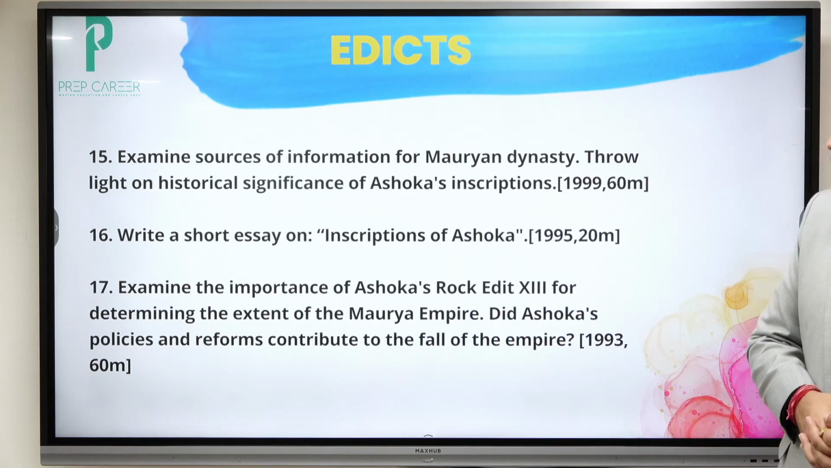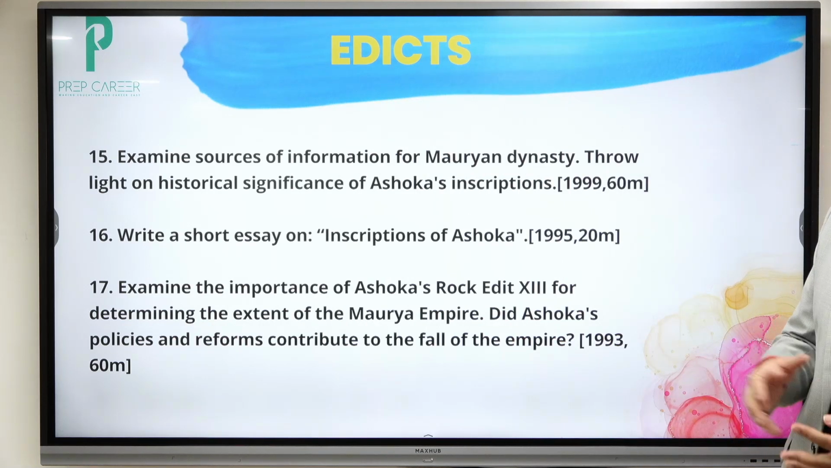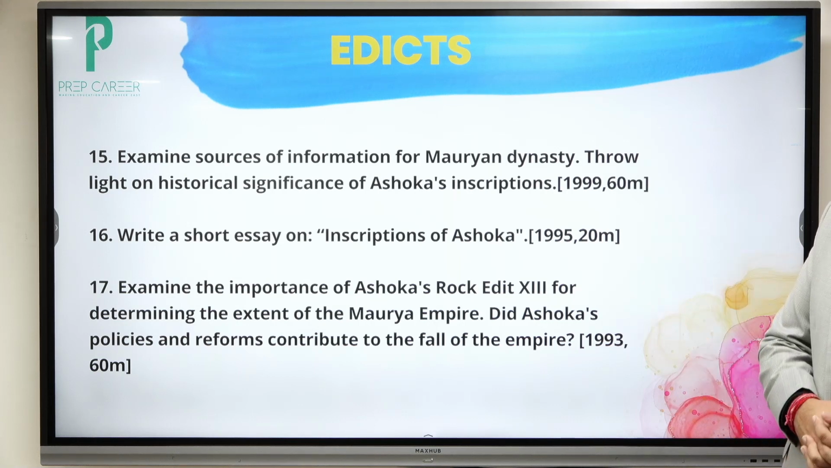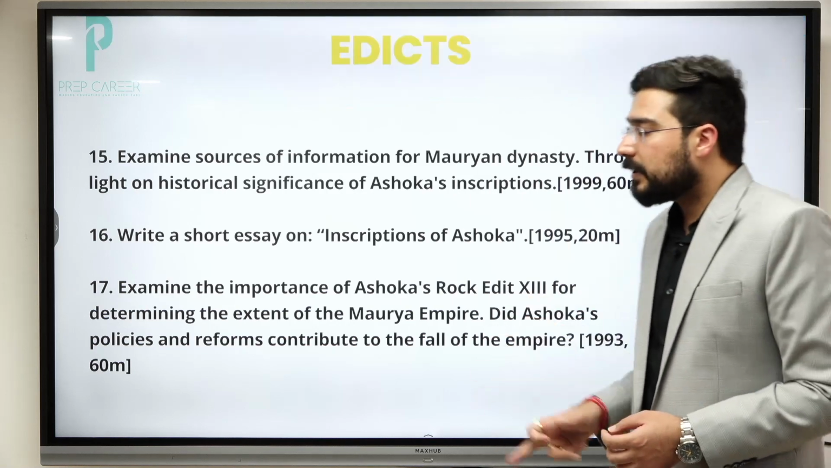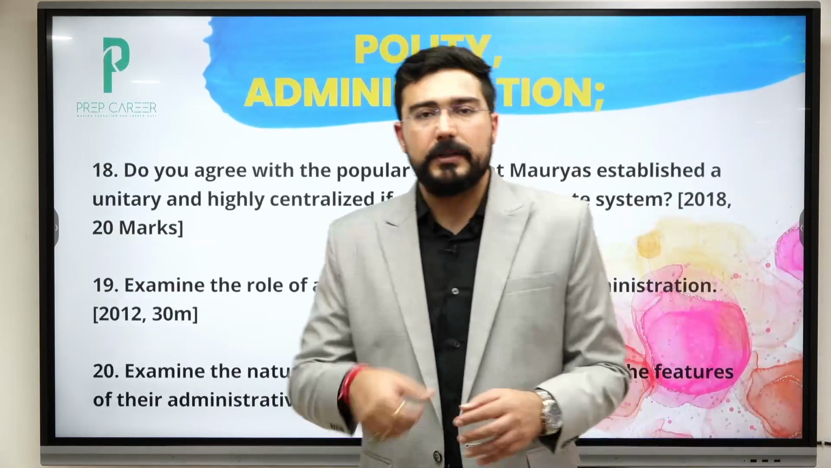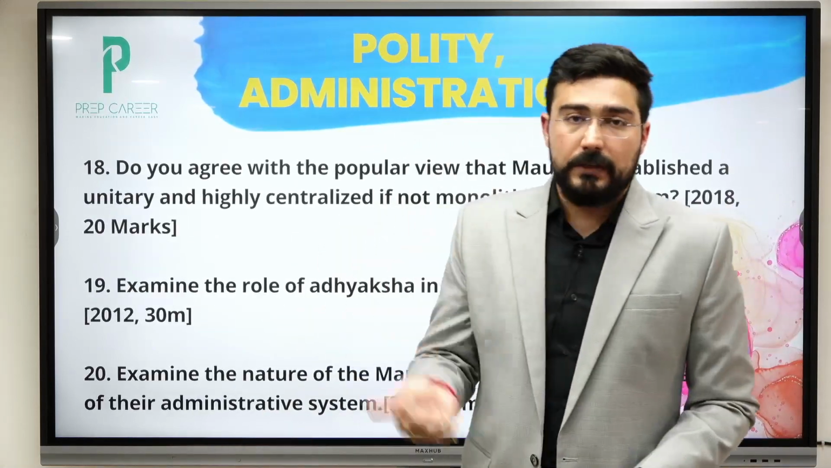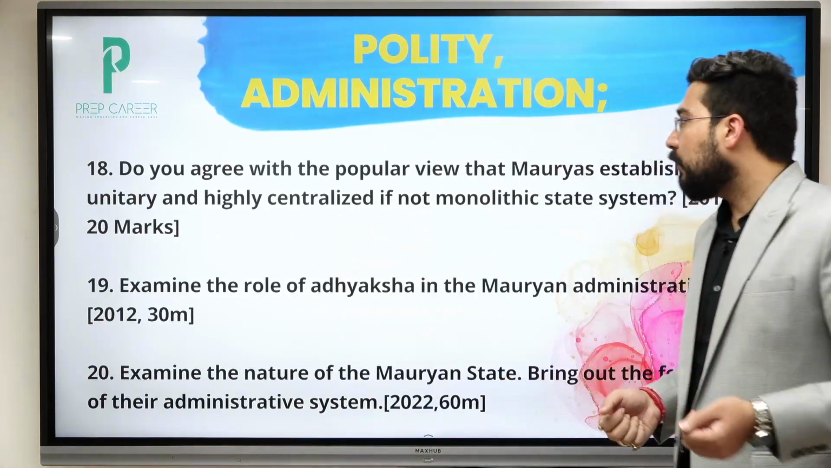Then examine the sources of information for the Mauryan dynasty, throw light on the historical significance of Ashoka's inscription. Short essay on inscription of Ashoka. Then the importance of Ashoka's Rock Edict 13 for determining the extent, because we found his edicts from various places, major, minor, pillar inscriptions, cave inscriptions, all those inscriptions we need to understand.